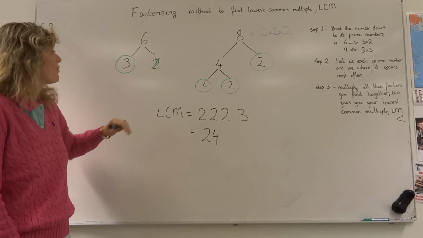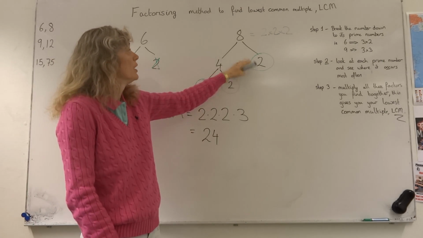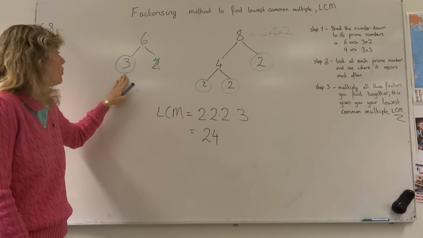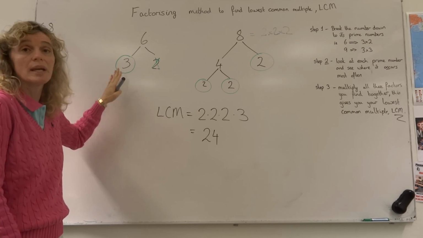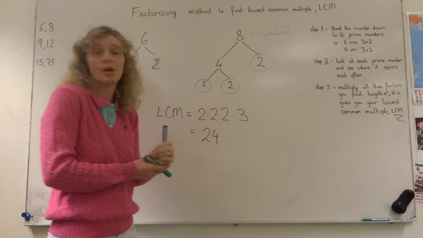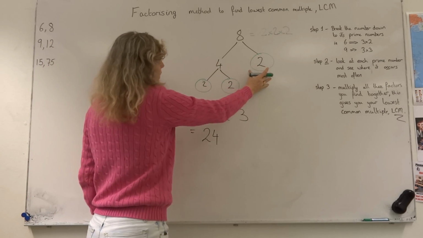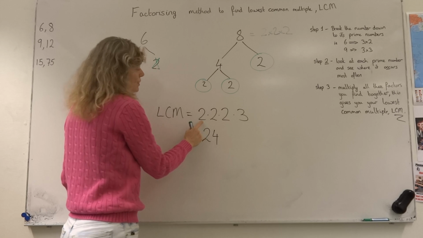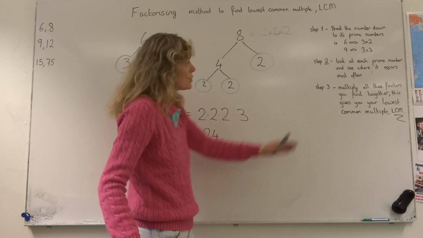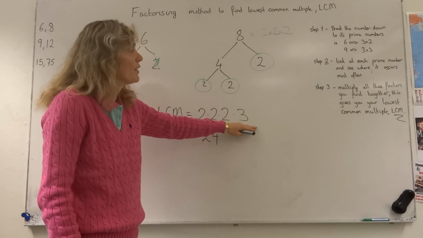Then we look at the number 3 and we can see it only occurs here in the 6. It doesn't occur in the 8 anymore. And therefore, this is the most common place that the 3 occurs, and it has to be used. So I've identified all of the numbers that are occurring in either our number 6 or our number 8. There were 3 lots of 2's, 2 times 2 times 2, and there was 1 lot of 3. So look at each prime number and see where it occurs most often, and write them in a list.